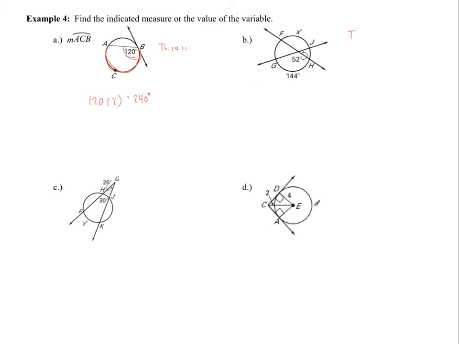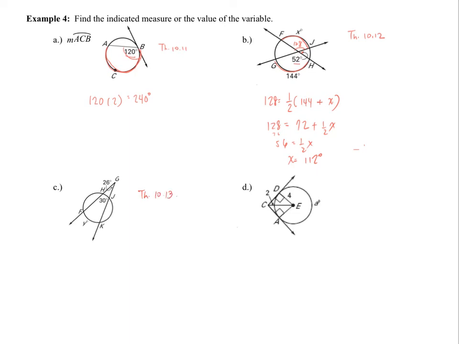And for part B, we'll have to apply theorem 10.12. And we're given this angle here to be 52 degrees. So this angle should be 128 degrees by the linear pair postulate. And now we can apply the theorem. So 128 degrees equals half. And we're given one of the arc lengths, 144 degrees, and we want to find the other one. So that would be x. And then we can go ahead and solve for x. So x is 112.